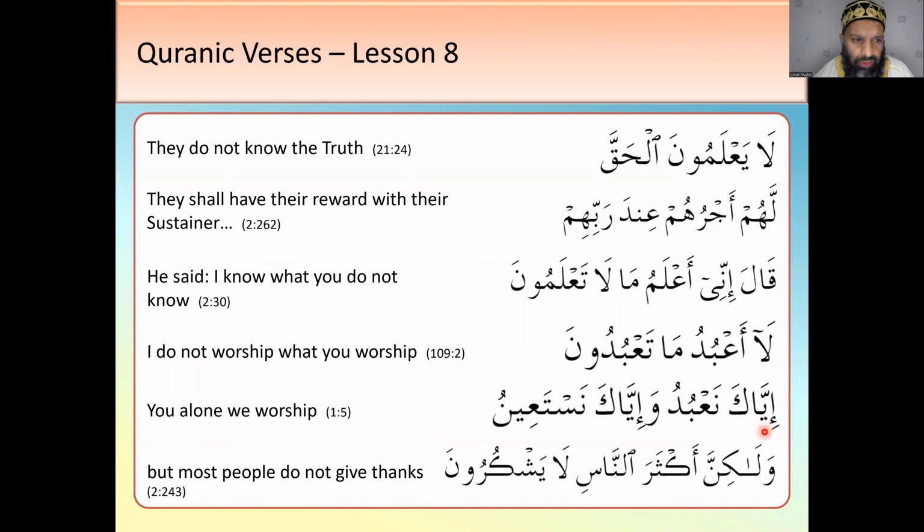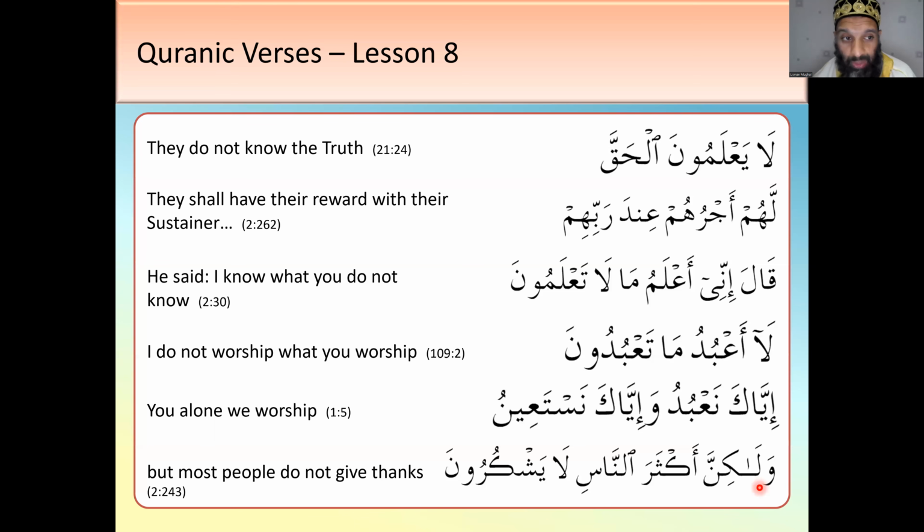Iyaka. So iyaka means you alone. Okay. The ka is you. So iyaka is you. Na'budu means, yes, we worship. That's right. So iyaka, only you. Right? Iya is only. You alone. Iyaka na'budu, we worship you alone. Wa iyaka, and only you. This is not in the translation, as the sisters told me. Nasta'een means we seek help from. Right?